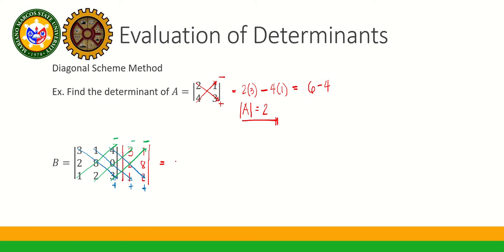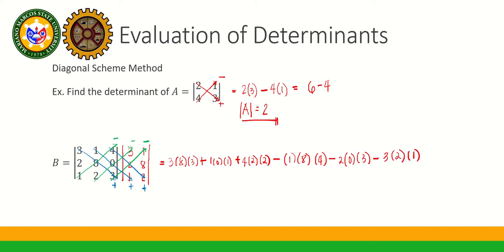So, this will be 3 times 8 times 3 plus positive 1 times 0 times 1 and then plus 4 times 2 times 2. Tapos, sunod natin si pataas which is si negative. So, negative 1 times 8 times 4 minus 2 times 0 times 3 and then minus 3 times 2 times 1. And then, we can simplify to get the determinant.